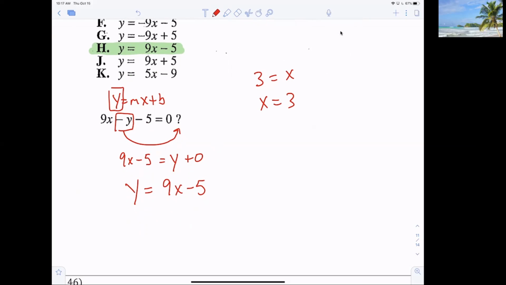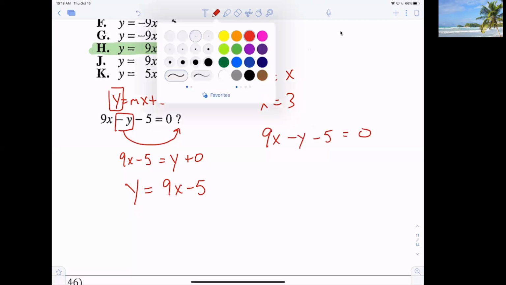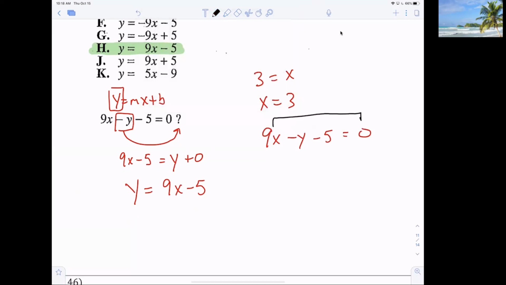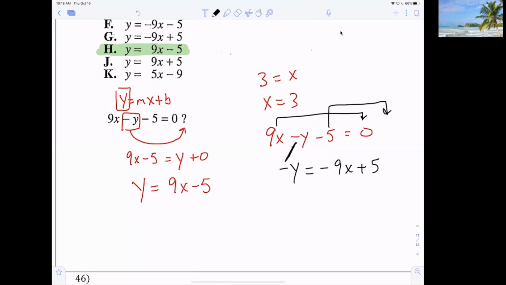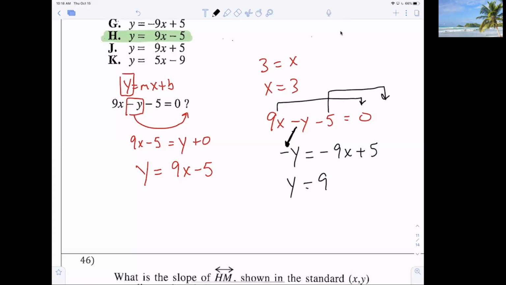Could you have gotten the same answer if you didn't move the y over? Let's do this. I'm glad you asked. So now watch. 9x minus y minus 5 equals 0. Now most kids would say, let's move the 9x over here and move the negative 5 over. So negative y equals negative 9x plus 5. You see that? So the y, though, is still negative. That's where most people make their mistake. The negative means change all the signs. So when I do that, that becomes y equals 9x minus 5. Same answer.